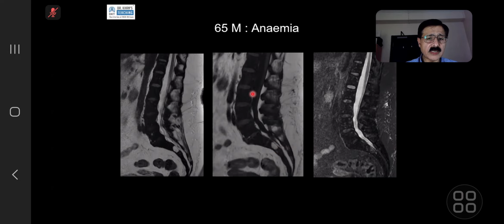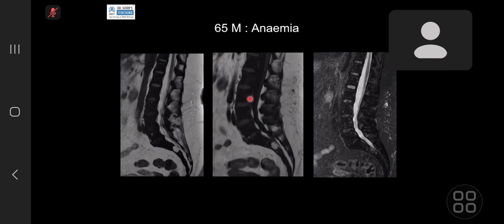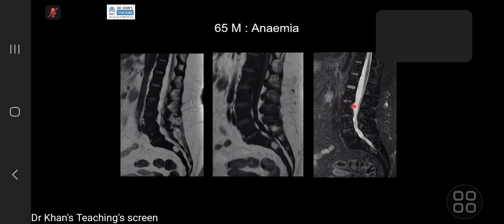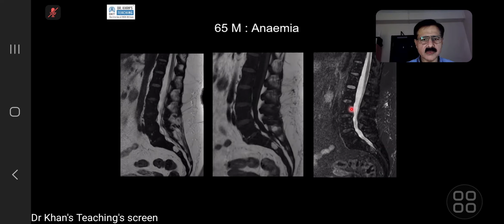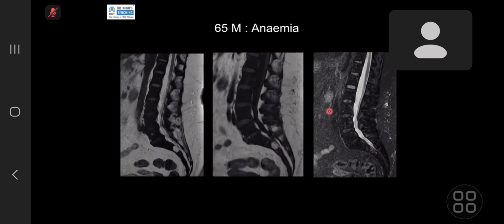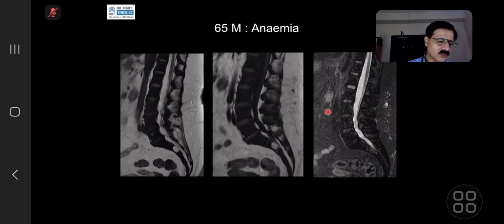Now, but I am more interested in the diffuse marrow. Do you think this marrow is healthy marrow? No. This is not healthy because the intervertebral disc is brighter than the vertebral bodies in the T1. And what is the behavior on the STIR sequence? They showed low signal in the STIR sequence. I am thinking about some sort of hemochromatosis or hemosiderosis. Hemosiderosis.